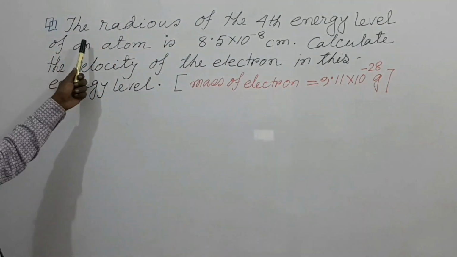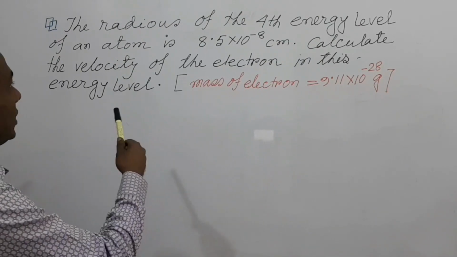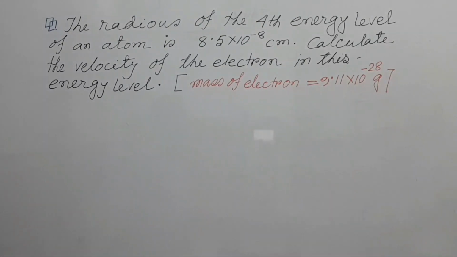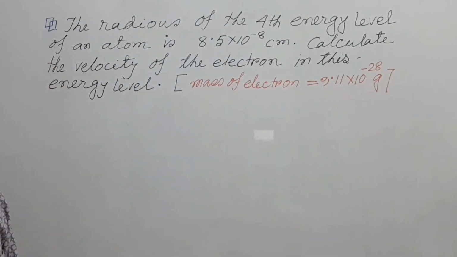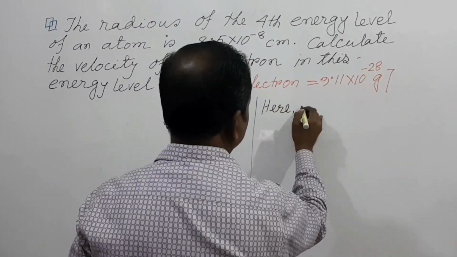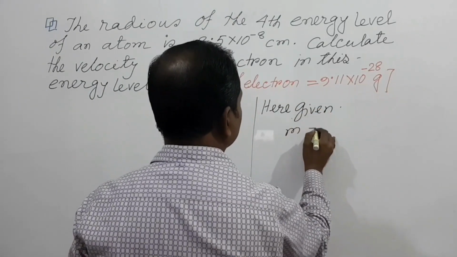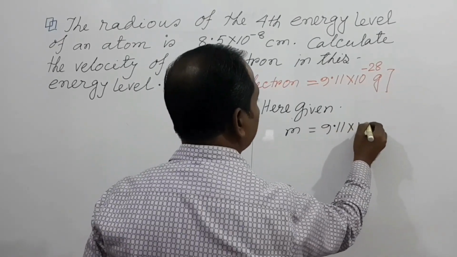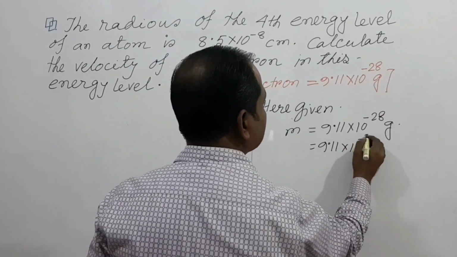Our first question: the radius of the fourth energy level of an atom is 8.5 × 10^-8 centimeter. Calculate the velocity of the electron in this energy level. Here the given mass of the electron is 9.11 × 10^-28 gram, that is 9.11 × 10^-31 kg.